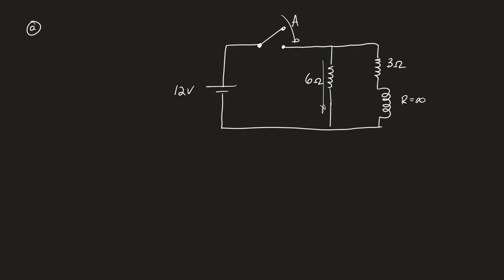I would assume it'd be 2 amps, yeah. Right, we just use Ohm's law. 12 volts across that 6 ohms, 2 amps. So, at t equals 0, the 6 ohm resistor sees 2 amps, and the 3 ohm resistor sees 0 amps.